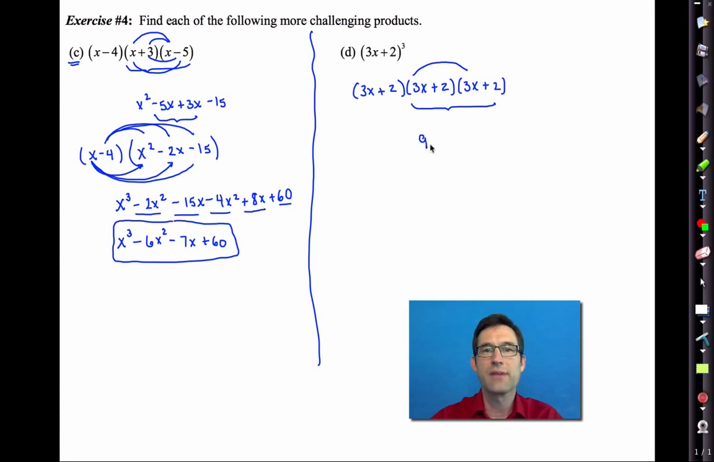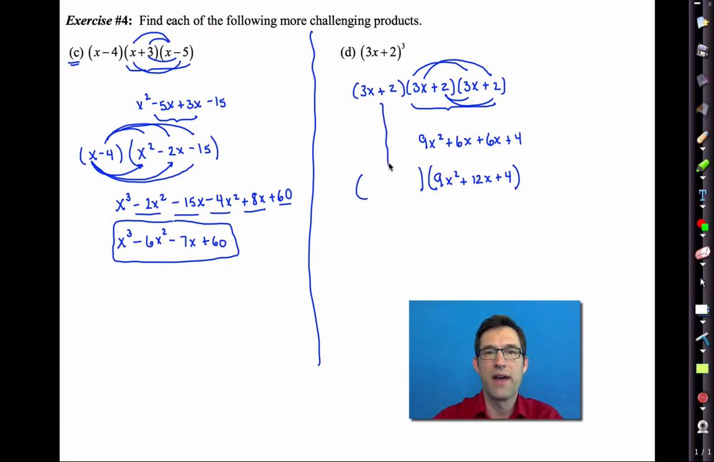3x times 3x will be 9x squared. 2 times 3x will be a positive 6x. 2 times 3x will be another positive 6x. And 2 times 2 is a positive 4. So we're going to get 9x squared plus 12x plus 4. And we still need to multiply that by 3x plus 2. So now I'm going to distribute this.